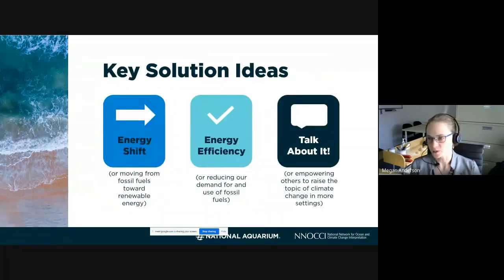And then, as we get to solutions, there are many different ways and categories you can look at. One is shifting our energy, so moving away from fossil fuels towards renewable energy. Another category is being more efficient, so using less energy overall, which is everything from double paned glass to more insulation in your homes. And then talking about it, raising that volume and awareness, talking about solutions more, is absolutely a part of the solution to climate change.